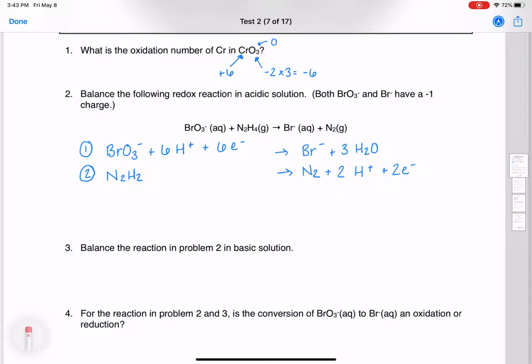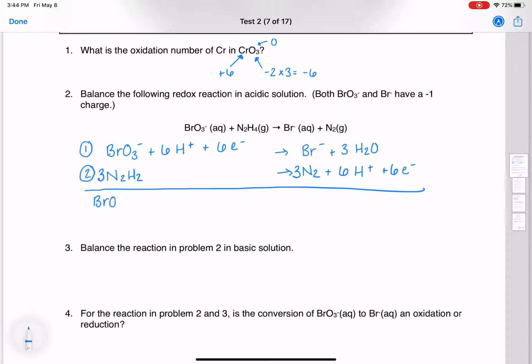Before we combine these 2 reactions, we have to make sure that they each have the same number of electrons, which means that we need to multiply all the coefficients in the second reaction by 3. So that way each half reaction will have a total of 6 electrons, and now we can combine the 2 together.